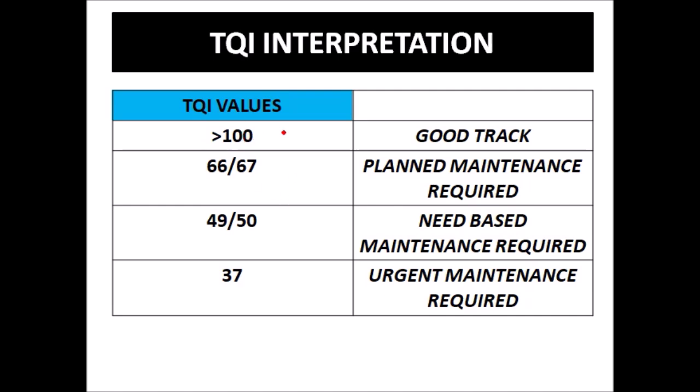So after calculating the TQI value, what do we understand? If TQI values are greater than 100, your track is good, well maintained. If your TQI value lies between 62 to 66 or 67, planned maintenance is required. If your TQI value is 49 to 50, need based maintenance is required, and below 37 or less than this, urgent maintenance is required. So these things we have understood, right?